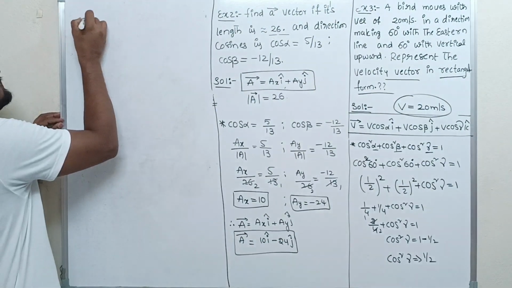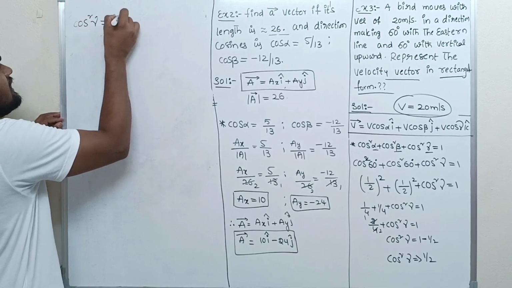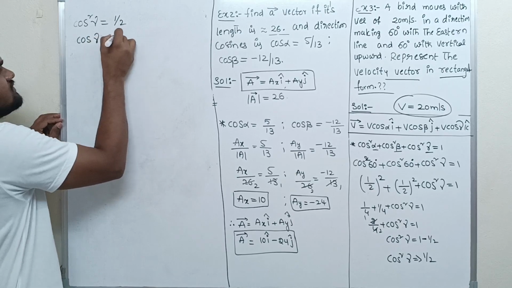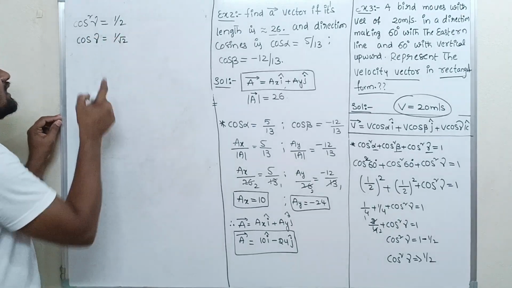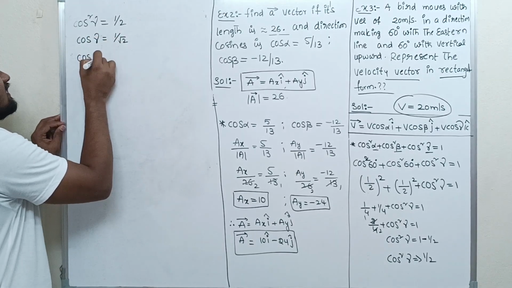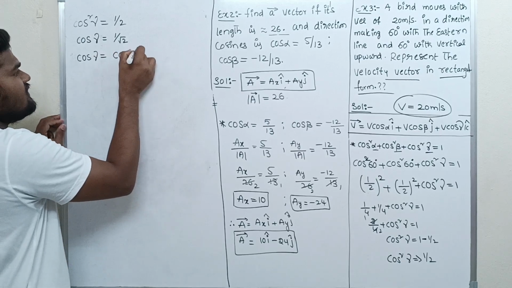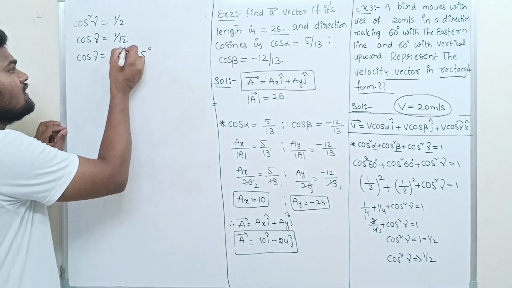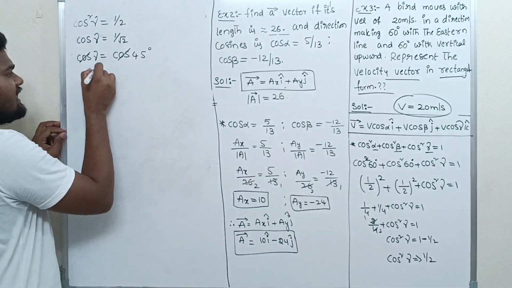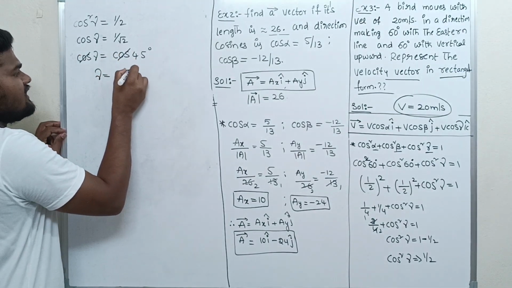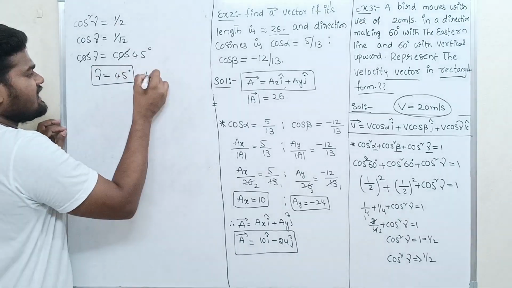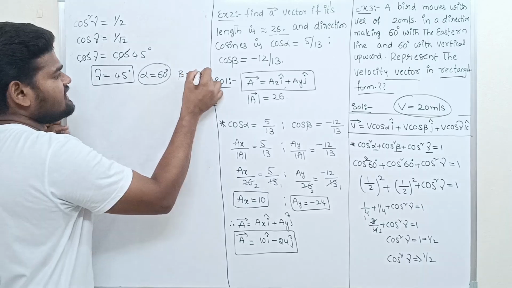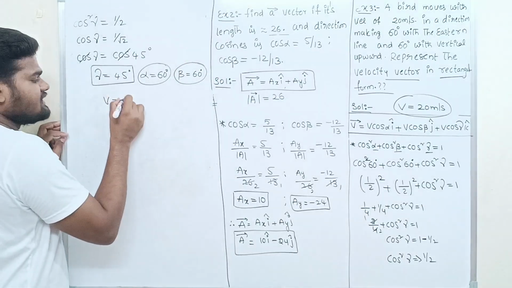Cos square gamma is equal to 1 by 2. If the square goes to that side, it becomes root. Cos gamma is equal to 1 by root 2. So 1 by root 2 can be written as cos gamma is equal to cos of 45 degrees. Cos 45 is equal to how much? 1 by root 2. So cos gets cancelled out and gamma is equal to 45 degrees. Alpha is given as 60 degrees. Beta is given as 60 degrees. The magnitude of velocity is 20 meters per second.